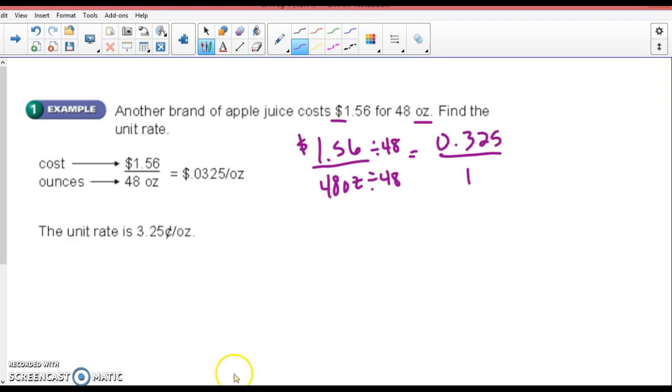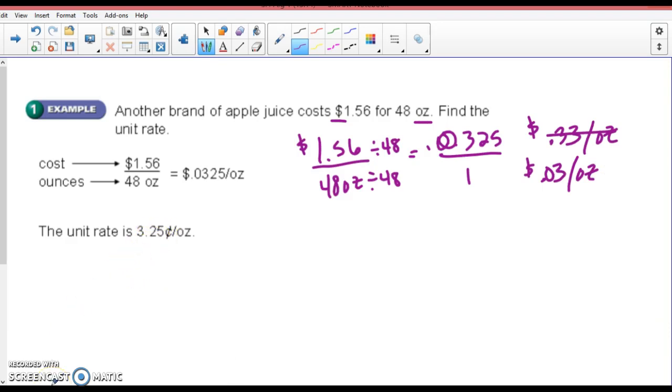Which rounds to, well, I would never write it that way. They rounded it and made it 3.25 cents. Oh, I wrote this wrong. That's a 0. I would say that this is 3 cents per ounce. I would not write it as a decimal, right? I would write it in dollars and cents, 2 decimal places.